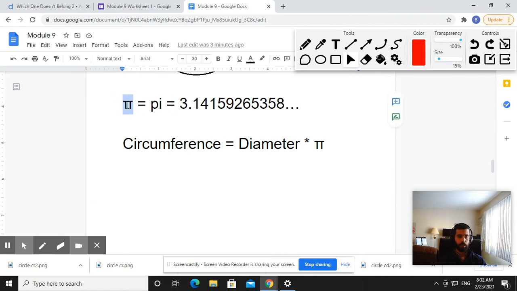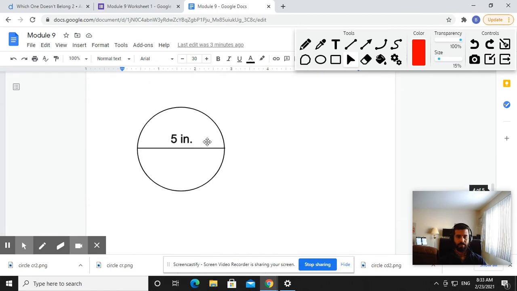We can write this symbol, or we can just write the word pi. And the formula for the circumference is you just take the diameter times pi. Okay, so you want to write this down on your piece of paper as well. If you have that, that's all you really need to know to do this whole worksheet. But don't tempt fate. You're going to want to see me do this example too.